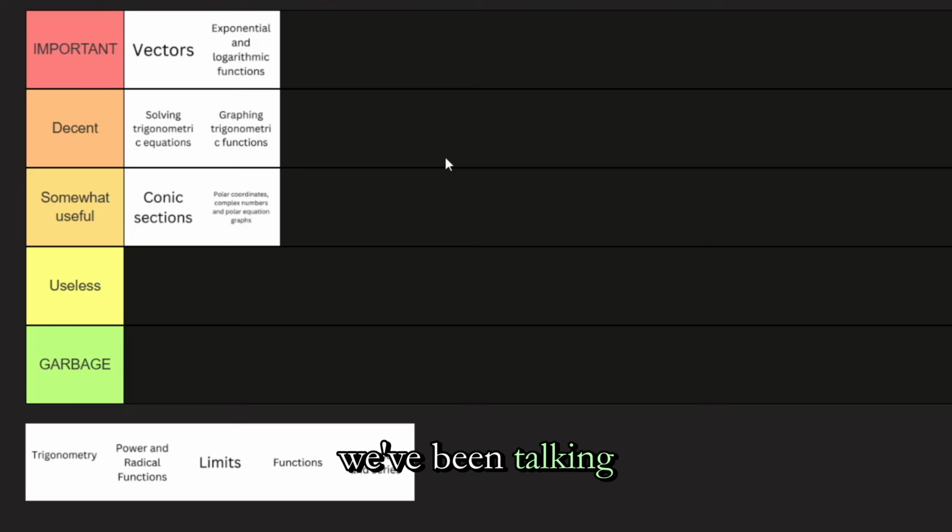In calculus, we've been talking about sine graphs and the domain and range and squeeze theorem and stuff like that. But I would say it's decent, not super duper important, because at the end of the day, you really don't need to know how to graph trigonometric functions, but rather how they work and so forth.